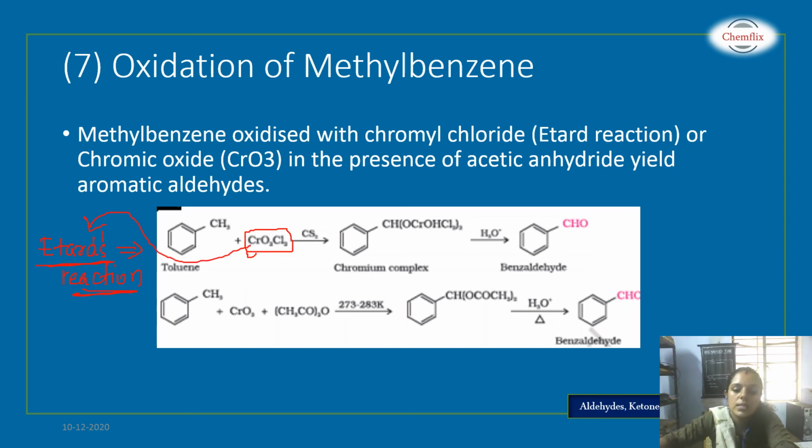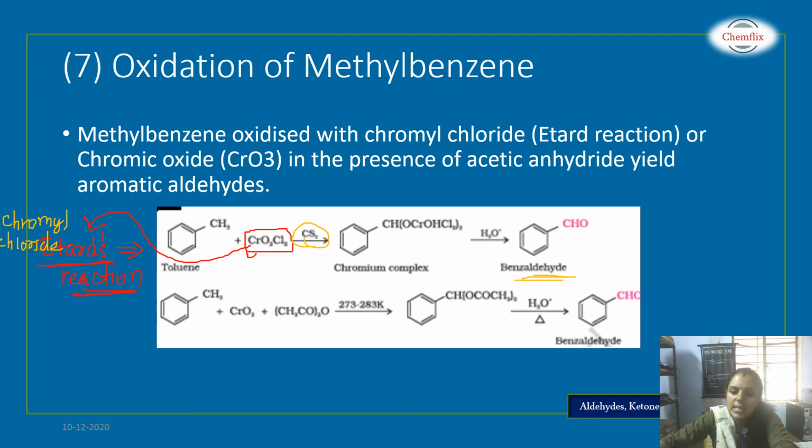So what is this Etard? Etard's reagent means chromyl chloride. So you are going to oxidize this toluene with chromyl chloride in the presence of a solvent, that is carbon disulfide. You will get benzaldehyde.